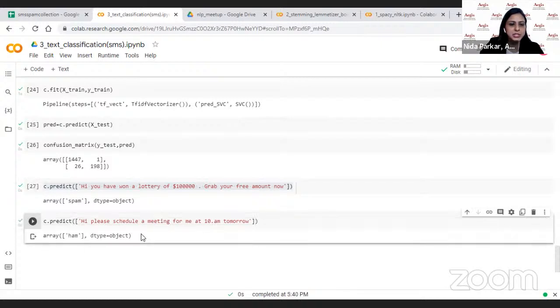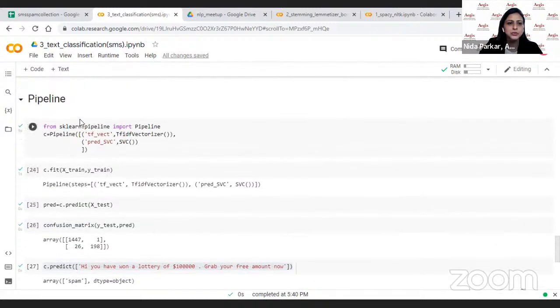When I executed this, you saw that the sentence which I've written, hi, please schedule a meeting for me at 10 a.m. tomorrow, looks like a genuine statement. So since the model is already trained, it is giving the output to be a ham message. That means the message that I have typed over here is not a spam message. So this is how we can use natural language processing for any text classification wherein you would like to classify it to be a ham or a spam.